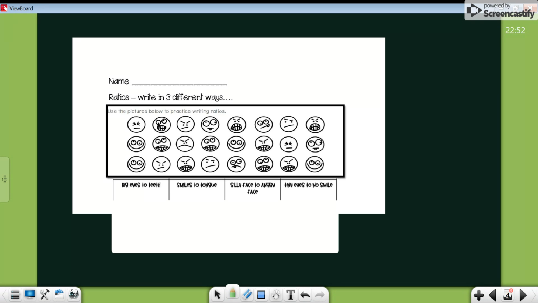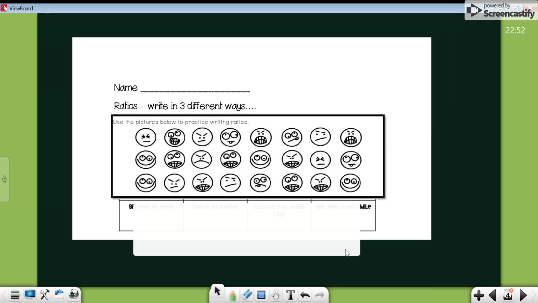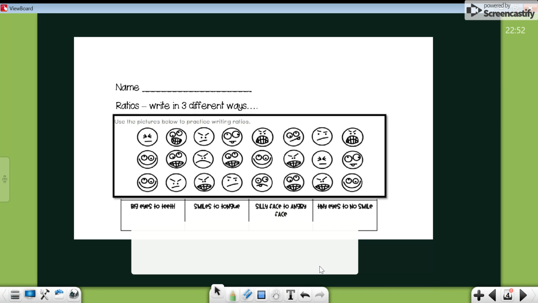Okay, we're going to be talking about writing a fraction in 3 different ways. Let me see if I can make this a little bit bigger. And I want to know the ratio of big eyes to teeth. And so, lock this in place.